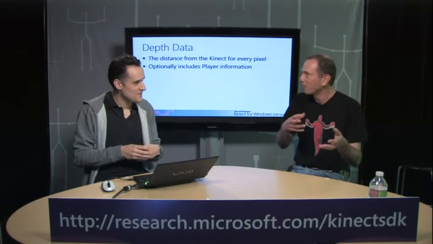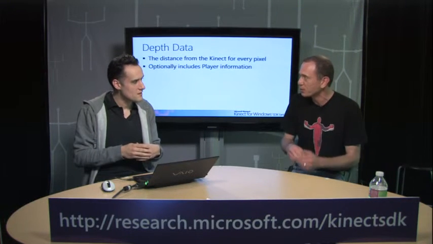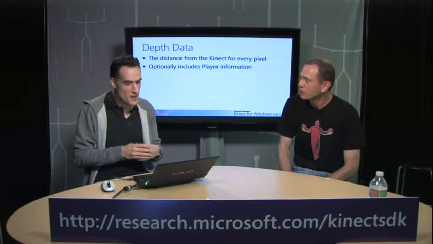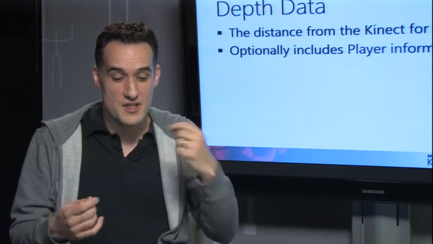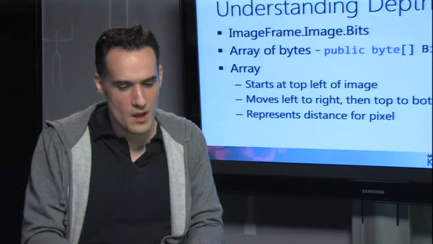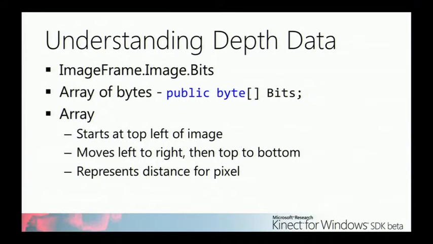Right. And you have to unpack it with bit shifting and stuff. But it's pretty straightforward, and the example code shows you how to do it. Yeah, so it's good to know that you can also get player data, not just distance data. Now, what's going on under the covers?